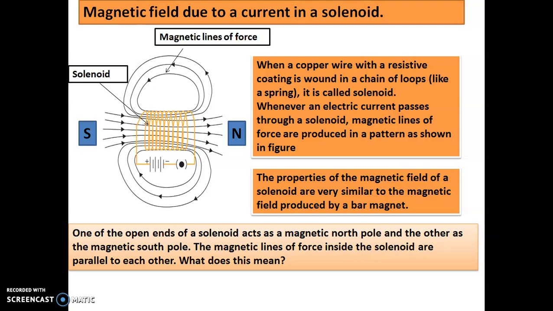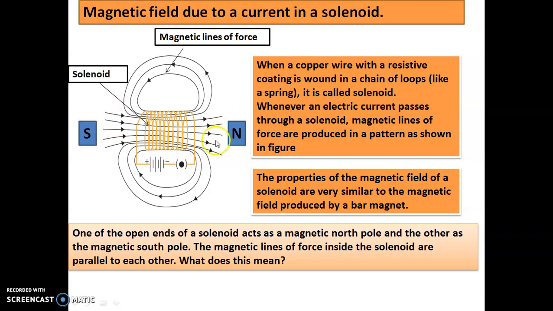Now we move to the magnetic field due to a current in a solenoid. I think last year you have already studied what a solenoid is. When a copper wire with an insulating coating is wound in a chain of loops like a spring, it is called a solenoid. See in the diagram, this is the solenoid. Whenever an electric current passes through a solenoid, magnetic lines of force are produced in the pattern shown in the figure. This yellow wire is the solenoid, and these are the magnetic lines of force, concentrated at the center; as we move away, they take the form of a circle.